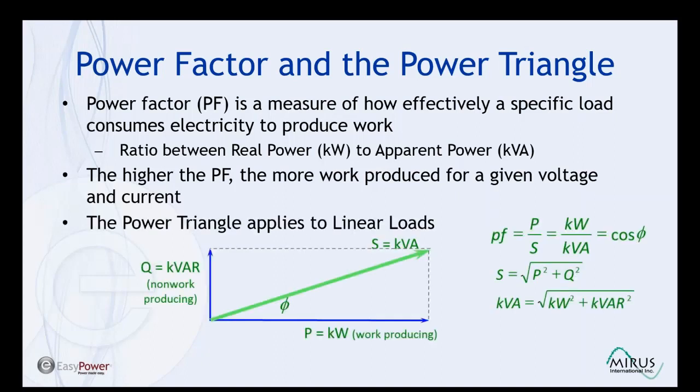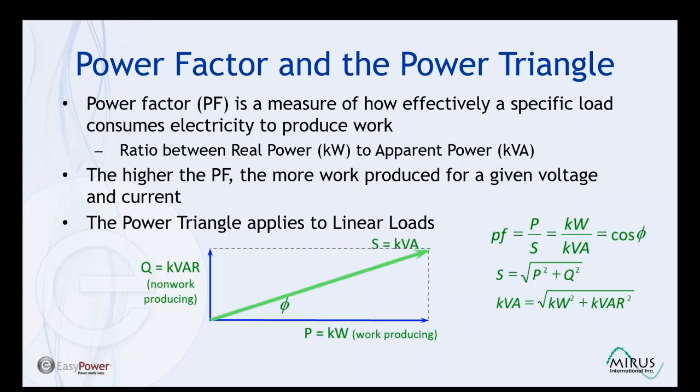In the power triangle shown here, we have real power in kilowatts along the x-axis, reactive power in kVAR, either inductive or capacitive, on the y-axis. And the vector sum of these two parameters results in the apparent power in kVA. Power factor is defined as real power divided by apparent power, or kilowatts divided by kVA, and it's equal to the cosine of the displacement angle, theta.